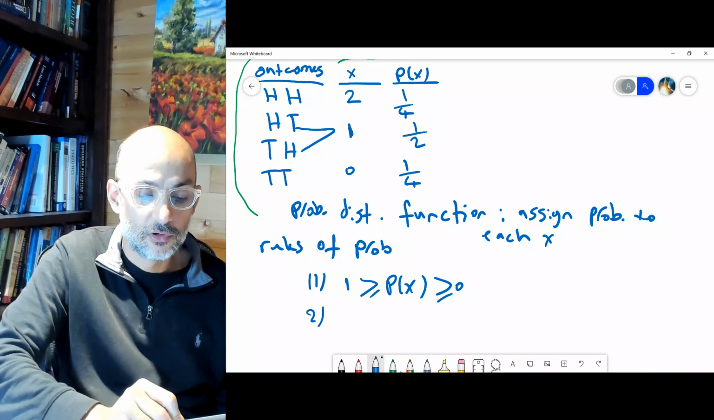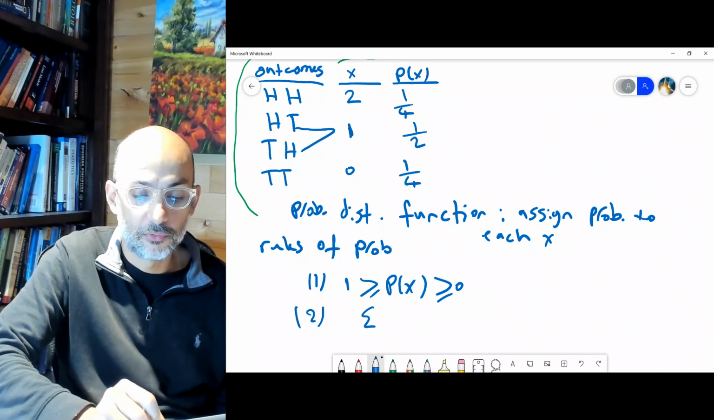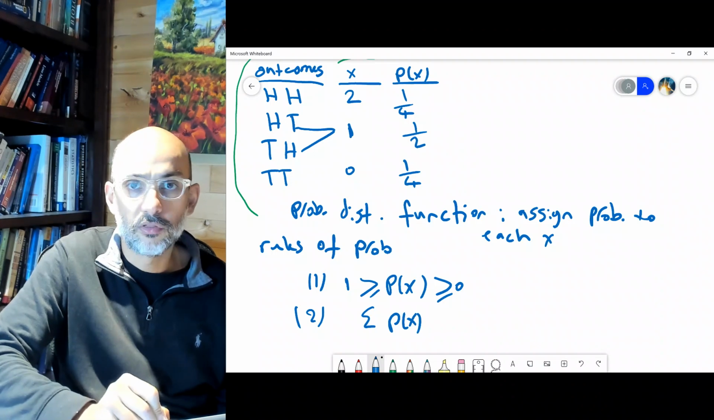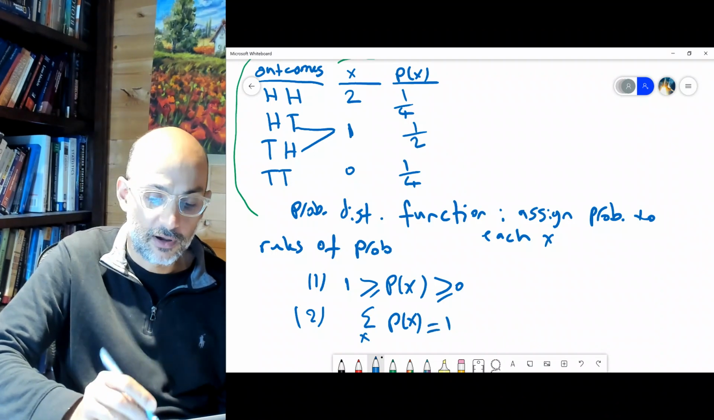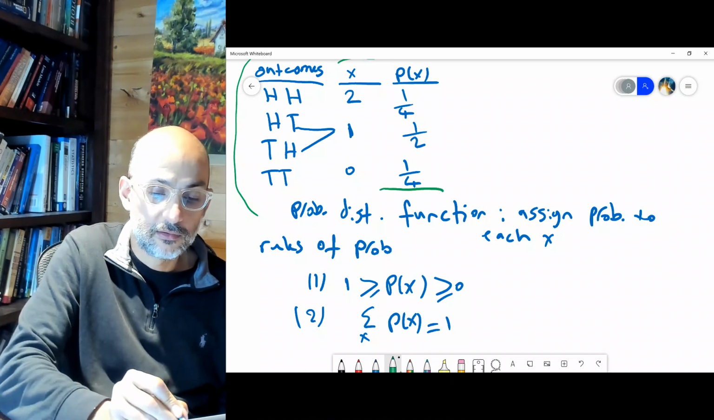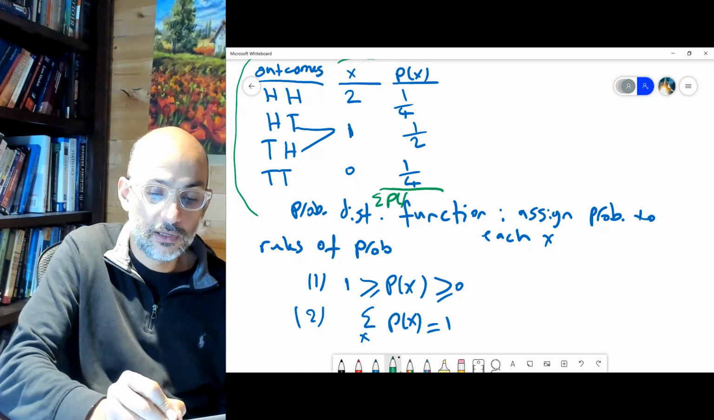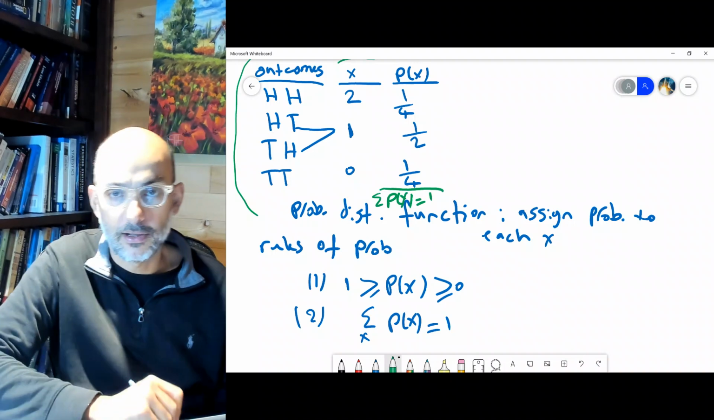The second rule of probability is that if you add up all the possible probabilities over X, they must give you 1. You can verify here that if you sum all the probabilities of X, they give you 1.